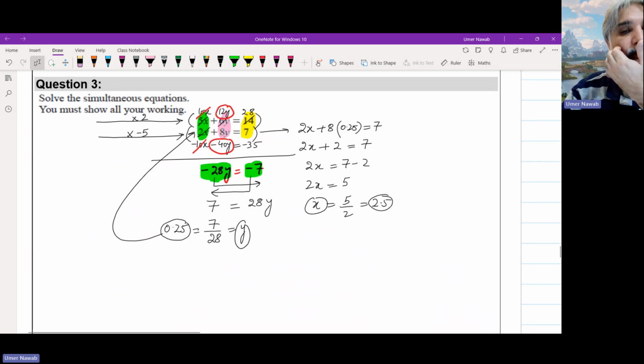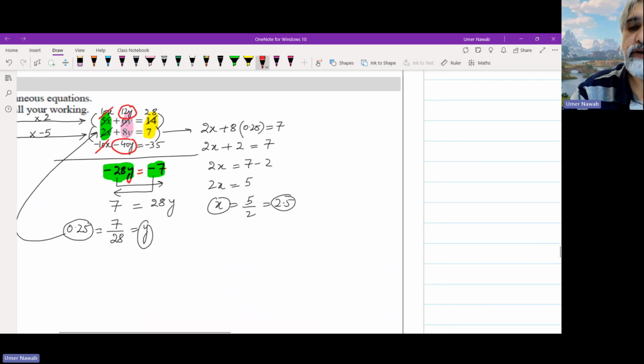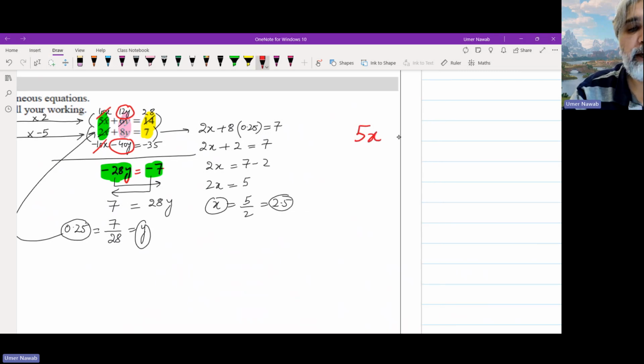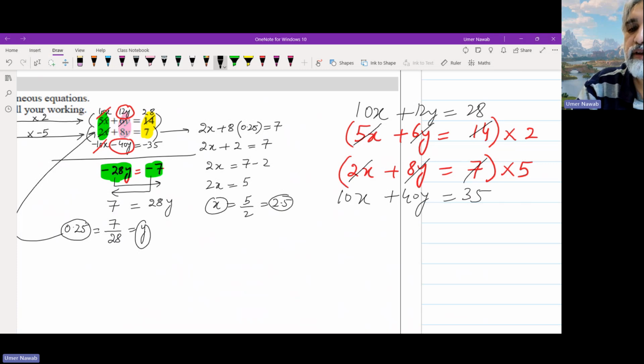Here, one point is very important. If a student says, no, Mr. Omer, I don't want to multiply with a negative number, so no worries, I'm going to explain it to you again. 5x plus 6y is equals to 14, and 2x plus 8y is equals to 7. The first equation I multiplied with 2, the second equation I multiplied with 5. Now this helps me to get 10x, 12y. 14 becomes 28. 2x becomes 10x. 8y becomes 40y. 7 becomes 35. Then I do the minus.